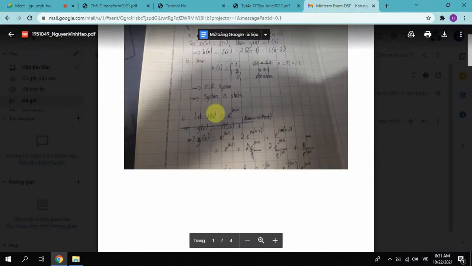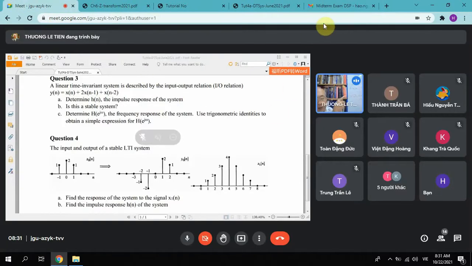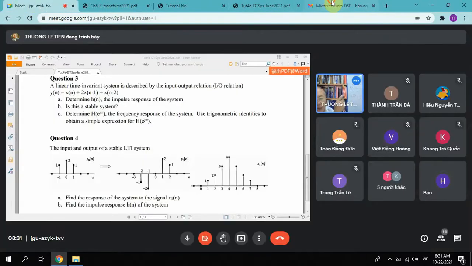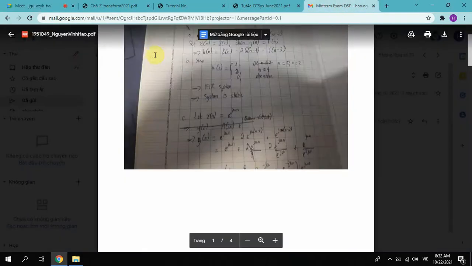Okay, we apply the concept of the Z transform, and then we write out X(z) equal to a function of z, and just substitute e to the power of j omega equal to z. So we can get the frequency response of the system. Okay, and then we use a trigonometric identity. What trigonometric identity?